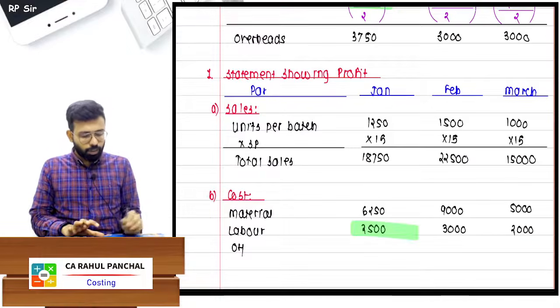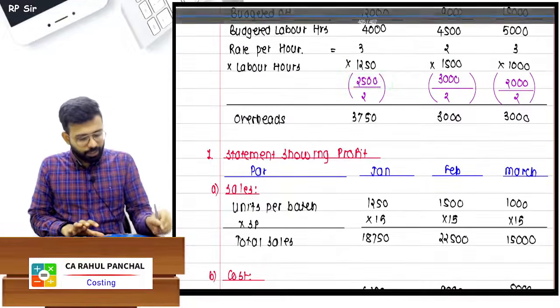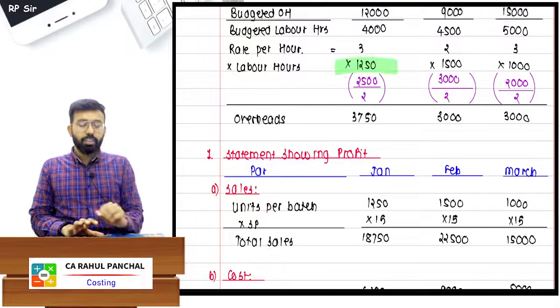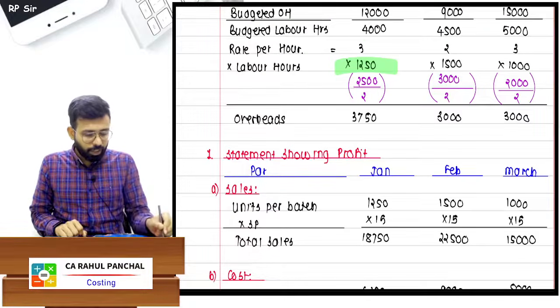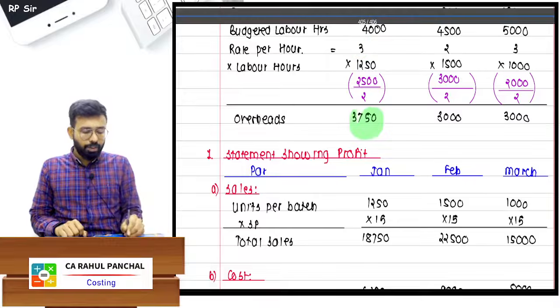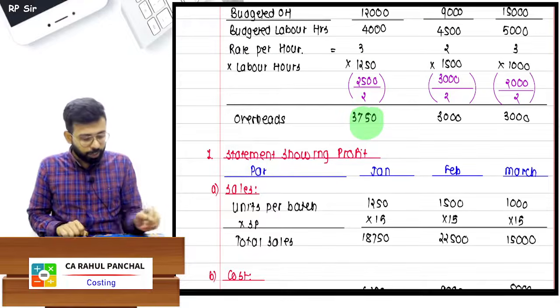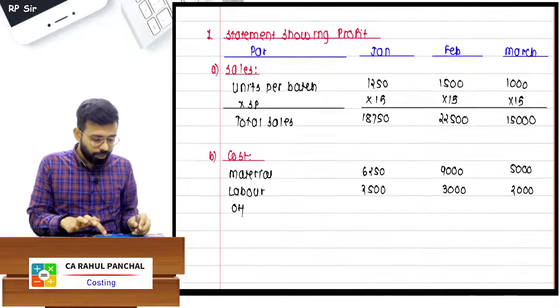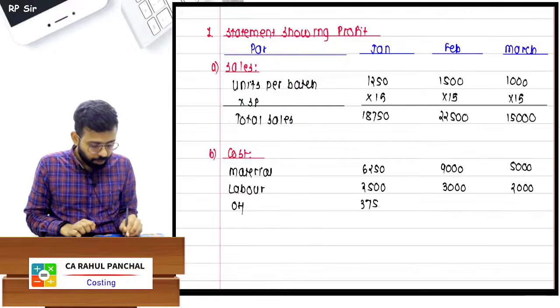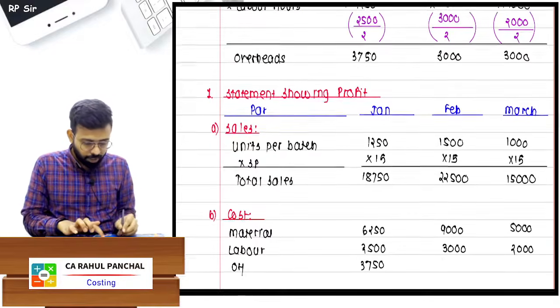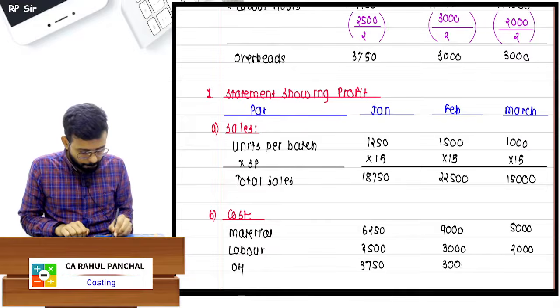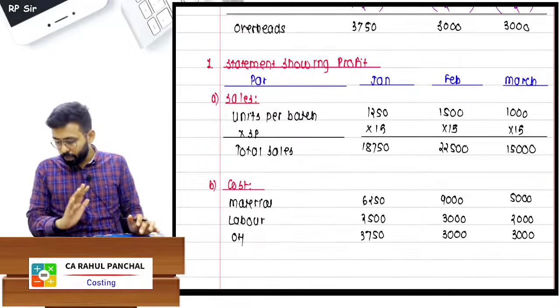You can see this 2,500, and divide by 2, so we got the number of hours, which is 1250, and as the rate was 3 rupees, in totality 3750 overheads will be for this batch. Here it will be 3,000. Just take the total, you will get your total cost.